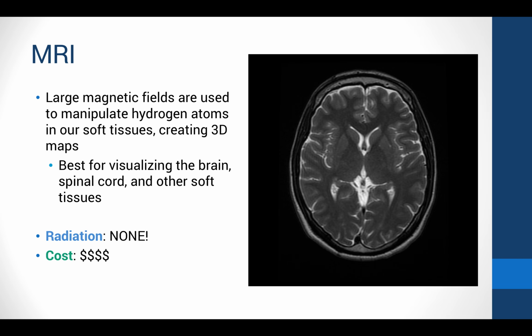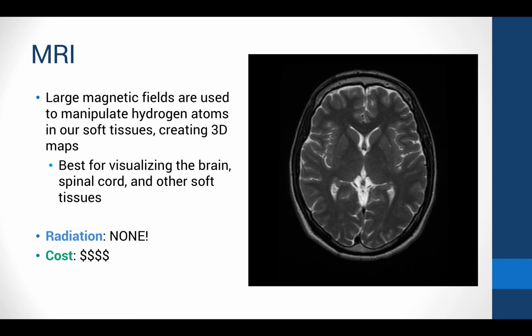And they're basically used to manipulate hydrogen atoms in our soft tissues, which are spinning basically constantly, right? Hydrogen atoms are always spinning. And we use these magnetic fields to manipulate those atoms and create cross-sectional imaging that's most effective in visualizing soft tissue.